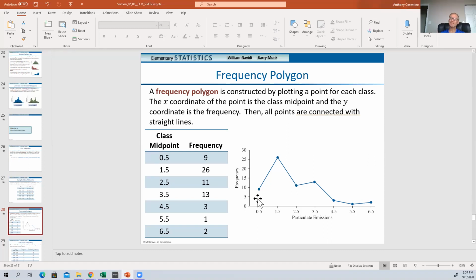Not used very often with regards to this kind of data. We're going to be talking about something called a scatter plot when we get to chapter 4, which is much more useful than the frequency polynomial.